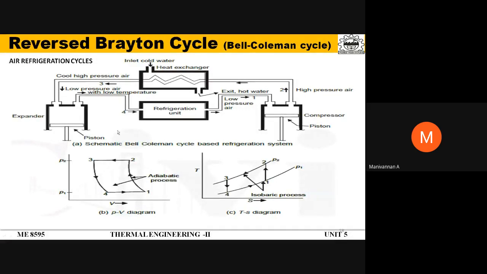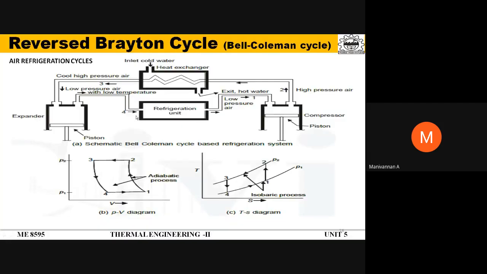So now let us understand how the reversed Brayton cycle, or the Bell-Coleman cycle, works. This is the system where I want to maintain a temperature lower than the surrounding temperature. We call it the refrigeration unit, or the evaporator. The cold air goes into the evaporator; assume that I have cold air initially. The cold air gets into the refrigeration unit where you want to maintain the temperature.